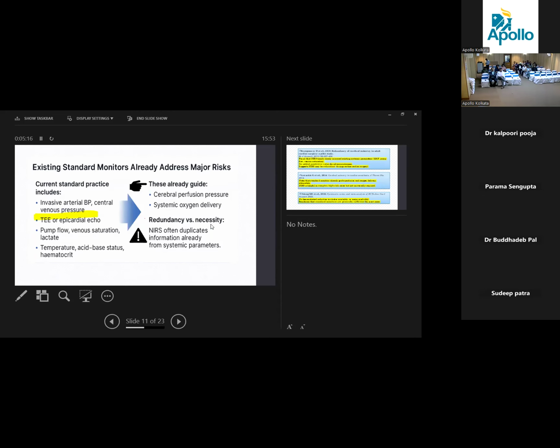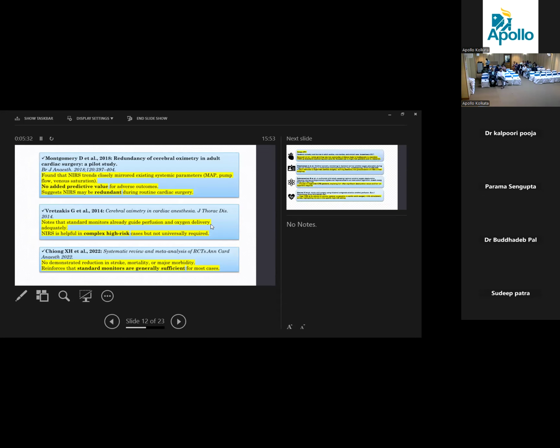we do have existing standard monitors which address these risks, like transesophageal echo, epicardial echo, or invasive heart line, blood gas analysis. All these already guide the cerebral perfusion pressure and the systemic oxygen delivery. So the redundancy versus necessity always remains with NIRS. I have a few studies backing up this.